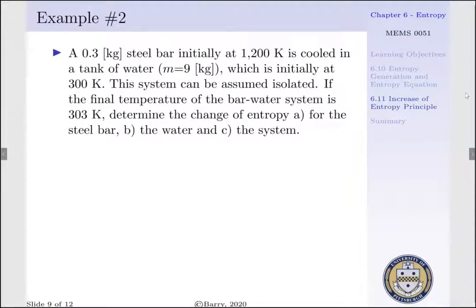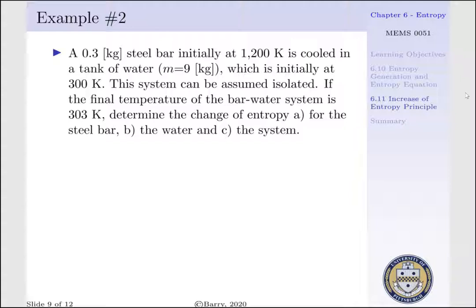And let us look at this in application. Say we have a 0.3 kilogram steel bar that's initially at 1200 Kelvin and it is cooled in a tank of water. The water has a mass of 9 kilograms and it's initially at a temperature of 300 Kelvin. Now this system can be assumed to be isolated. That is, the steel bar is going to transfer energy to our water and our water is going to accept this energy. Our water, however, will not transfer any other energy to the surroundings.